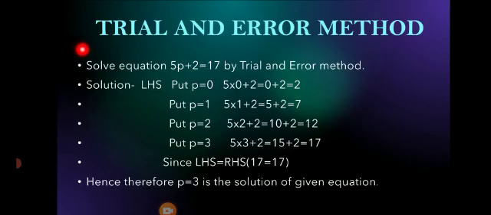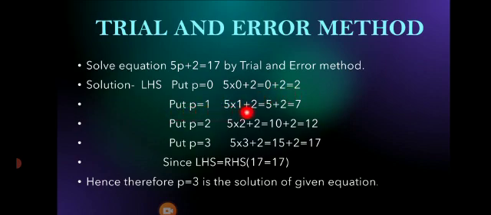Trial and error method. Solve the equation 5p plus 2 equals 17 by trial and error method. Let's start its solution. I will solve only the left hand side since in the right hand side there is no variable. Firstly, I will put p equals 0. Then the left hand side will become 5 multiplied by 0 plus 2, that is the number 2 only. Then I will put p equals 1.